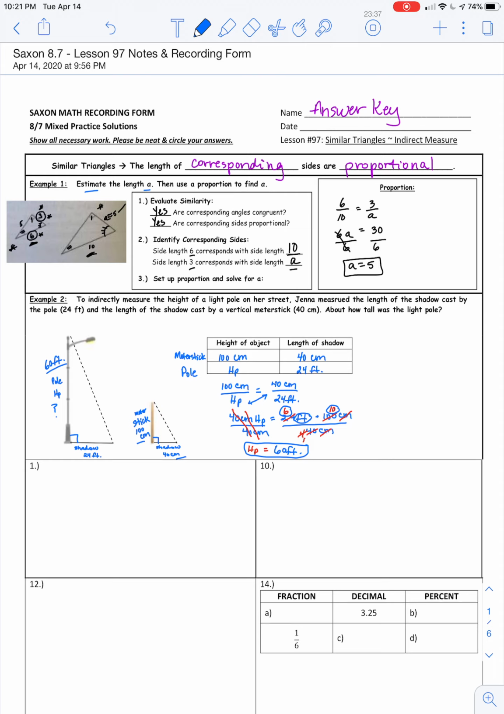Okay, so, well, you make the conversion simply by doing your cross canceling. That's what ends up converting it back into feet because we can cancel out our centimeters.